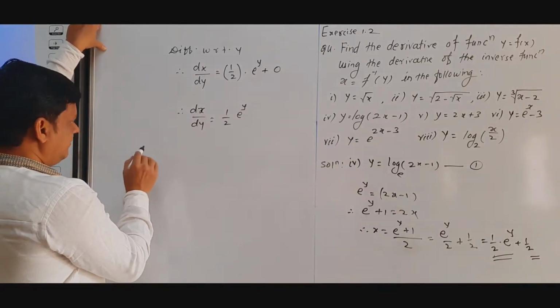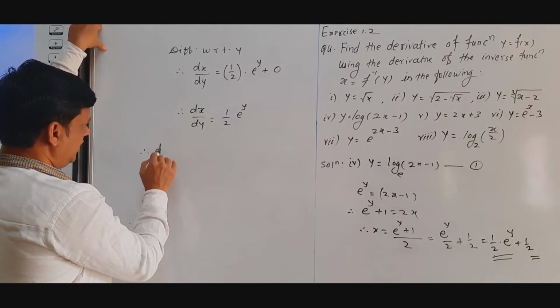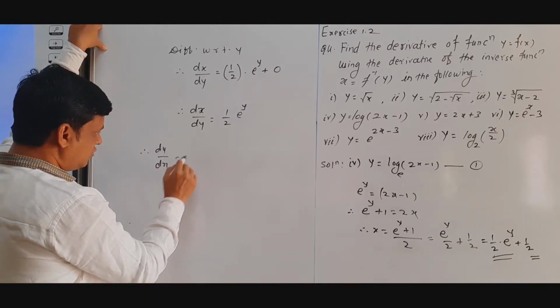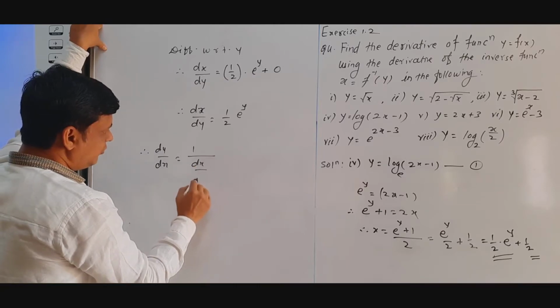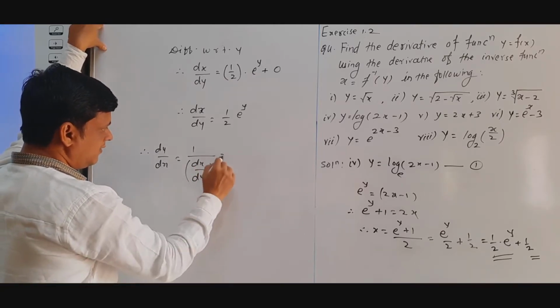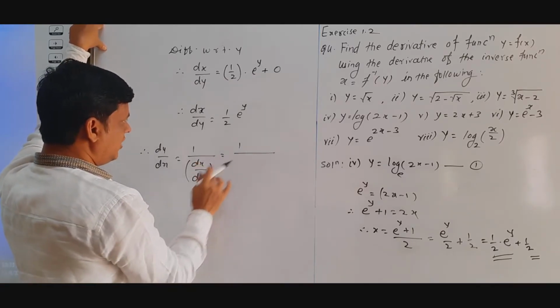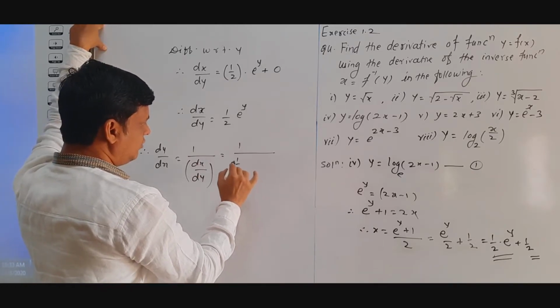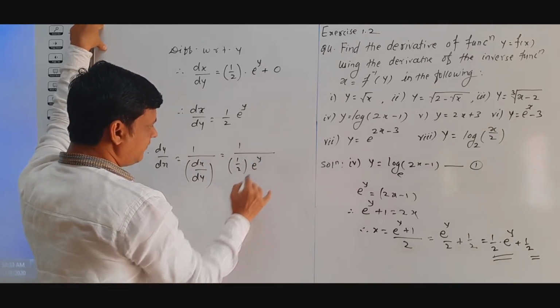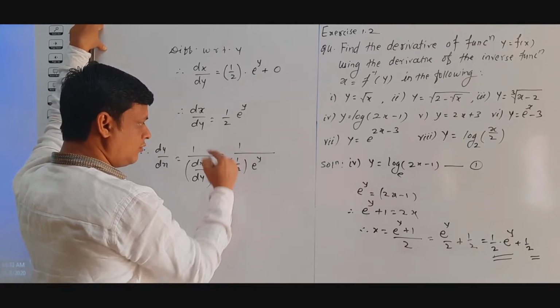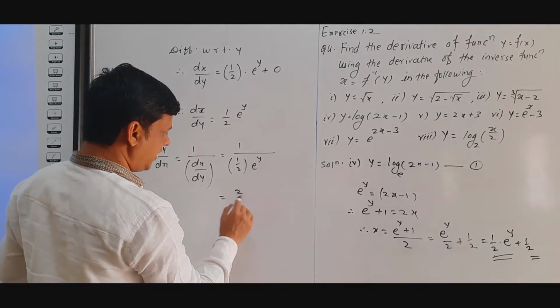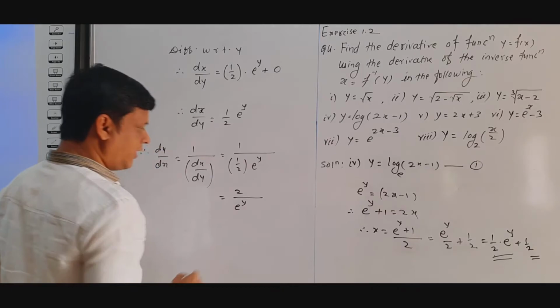So we write here dy by dx is equal to 1 upon dx upon dy. 1 upon, now dx upon dy is 1 by 2 e raised to the power y. So this 1 by 2 we can write 2 upon. So we write here 2 upon e raised to the power y.